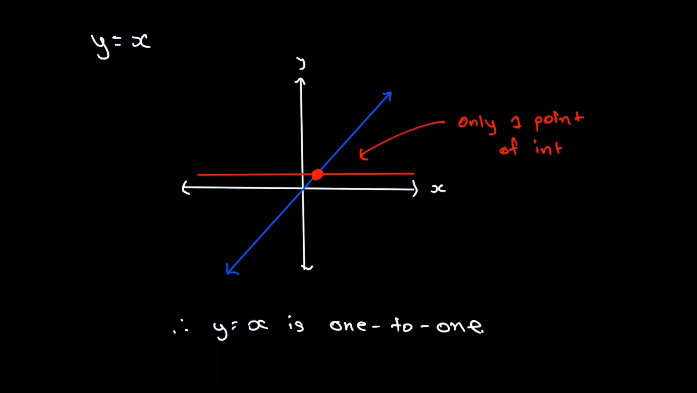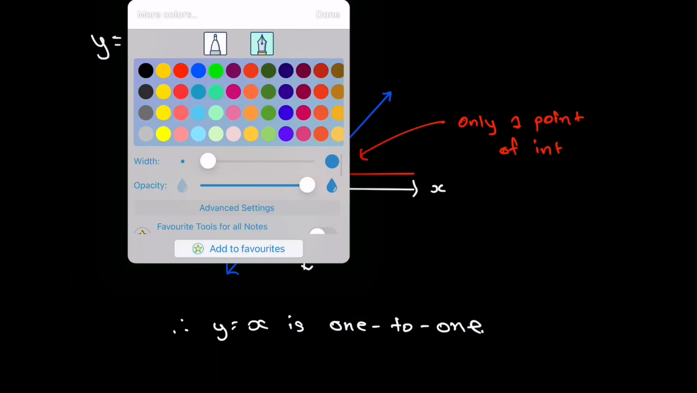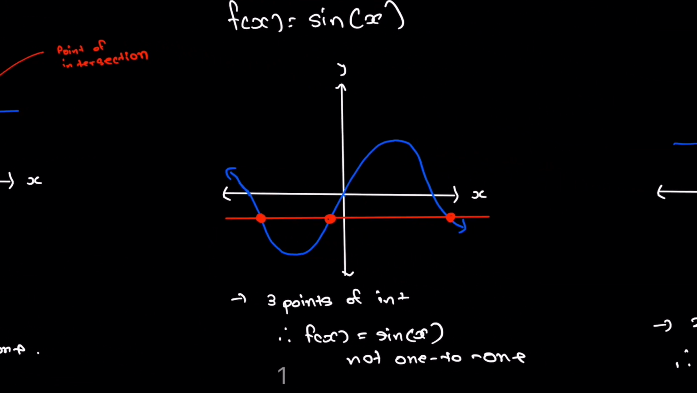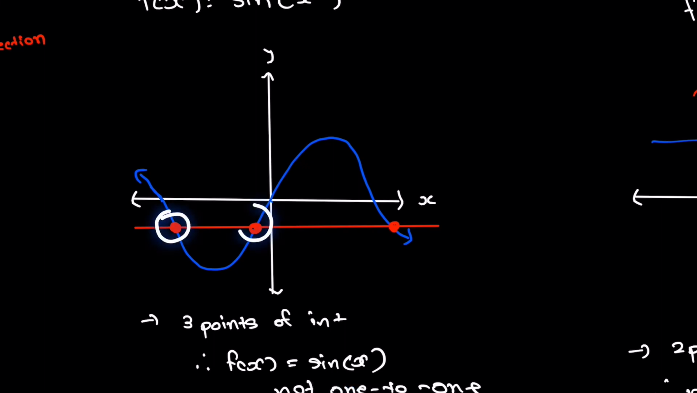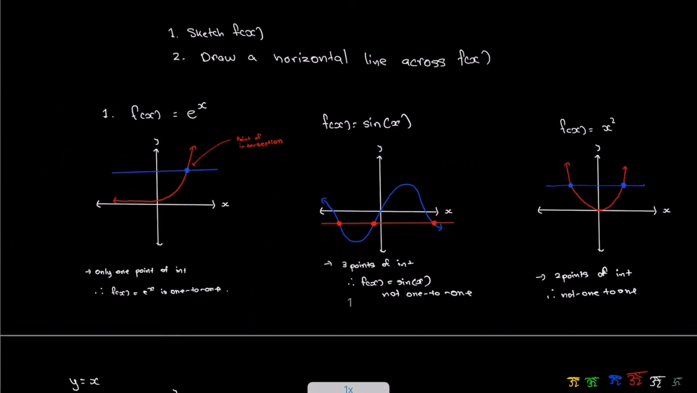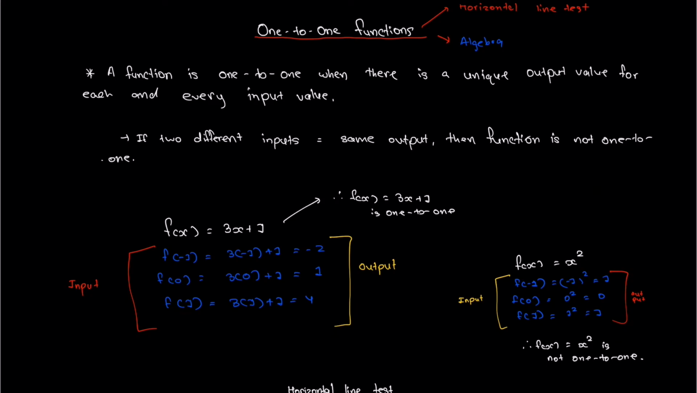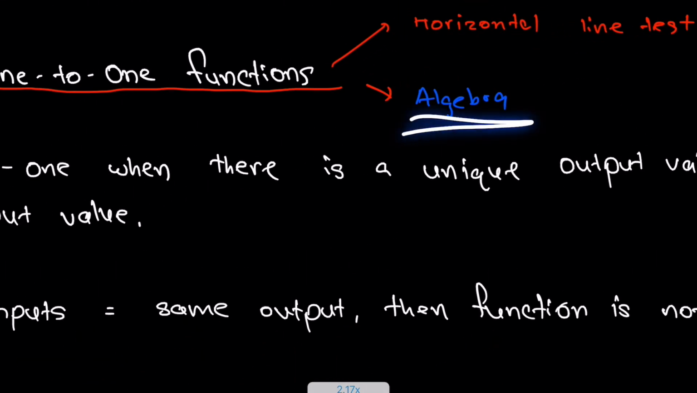So essentially, once we draw our line through, if we've only got one point of intersection, then the function is one-to-one. If we've got more than one point of intersection, such as 1, 2, 3, any more than one, that means the function is not one-to-one. Okay, it's a very simple process. It's very easy, but in the next video, part 2, we're going to go through the algebraic method.